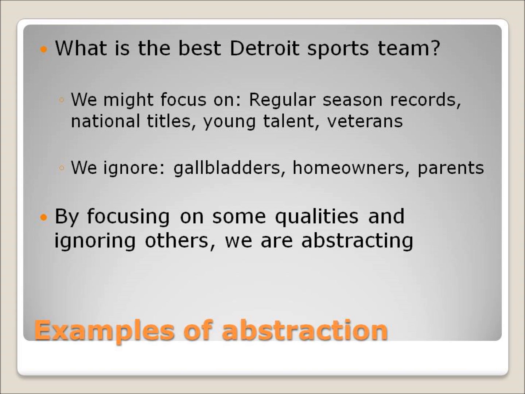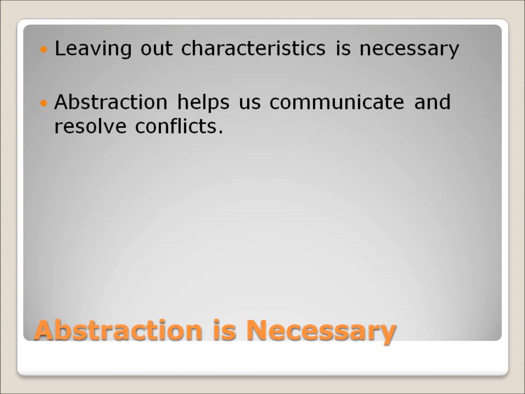In this argument, by focusing on some qualities and ignoring others, we are abstracting. Abstraction is necessary. It helps us communicate and resolve conflicts. In a conflict over which printer we should purchase for the office, we can work towards an agreement by agreeing to abstract certain details of the printer: cost, color, manufacturer, and ignore other characteristics like molecular makeup, which store sells the printer, and whether it's wireless.